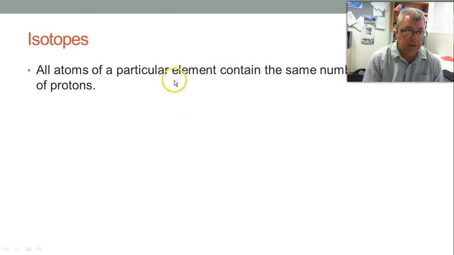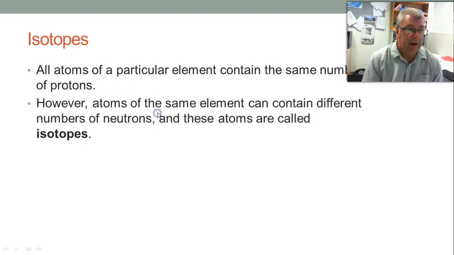Now we've learned about elements and how elements are defined, and they are defined by having the same number of protons, and so the atomic number on the periodic table is the number of protons. However, atoms of the same element can contain different numbers of neutrons because they're also in the nucleus, but we don't use the number of neutrons to classify what element it is, but the neutrons affect the mass of the atoms.